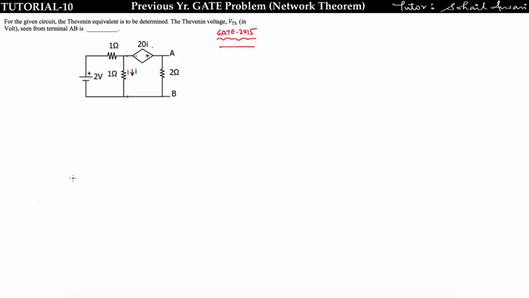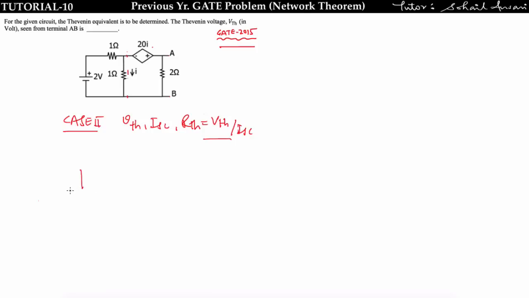Now see this problem, this has been asked in GATE 2015, and we have to find the Thevenin equivalent across the AB terminal. This is a case 2 problem. In case 2, first we find VTH, then we find ISC, and the value of RTH is given by VTH upon ISC. We cannot find RTH directly because we don't know the resistance offered by this dependent source. So first find VTH.